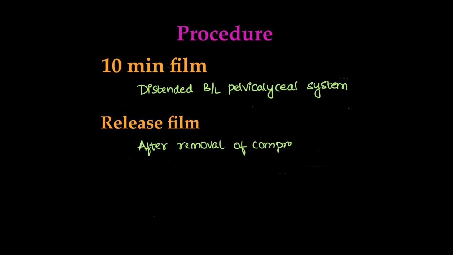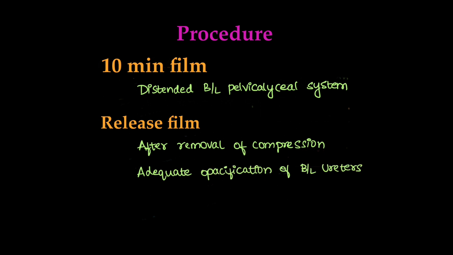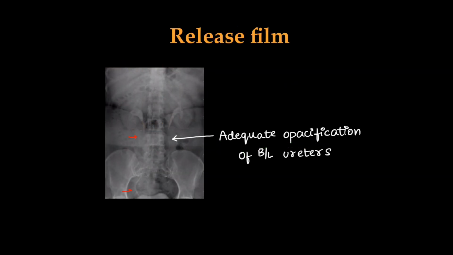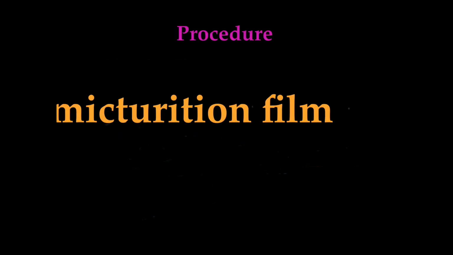After releasing the abdominal compression band, we take a release film. Here adequate opacification of bilateral ureters can be obtained. This is the release film. Here we can see both ureters are adequately opacified and contrast enters the bladder.